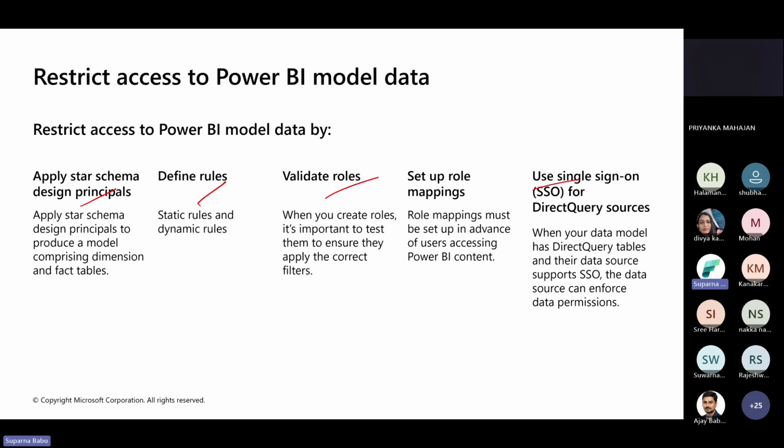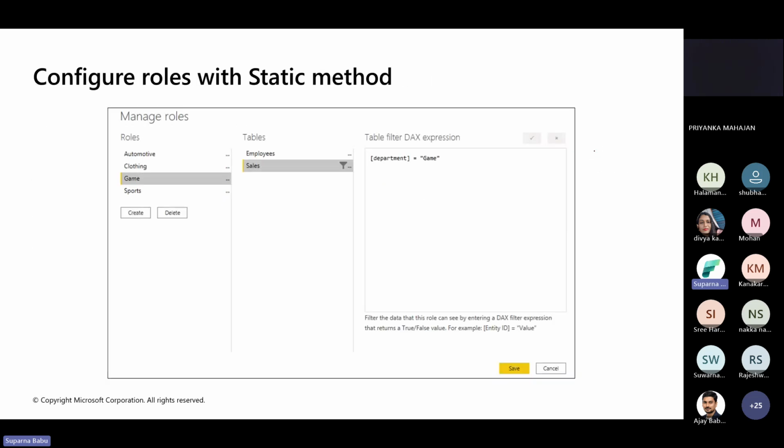One is single sign-on. For DirectQuery, if your report is built on DirectQuery, you can enable single sign-on, but this is applicable only to selected databases, not all databases. Now let's see, this is a sample configuration of row level security. It's just a static method. Here what they are doing is department equal to game, that's all. There is nothing more.